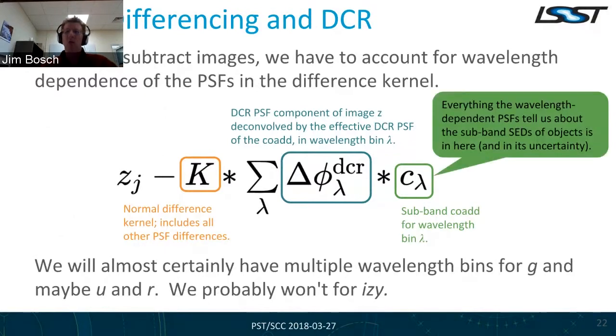But it's worth pointing out, for those of you who are interested in what the wavelength-dependent PSF tells us about the sub-band SEDs, all that information is in these sub-band template coadds and the differences between them, which we also have to record. And of course, these are coadds that we're going to have to retain after the processing and data release is done, because we're going to use them for alert production for the next season. So these coadds will be available, and you would have to do some image processing on them to learn stuff from them. But I think all the information the wavelength-dependent PSFs tell us is in those coadds.